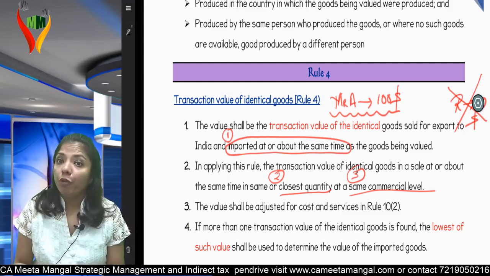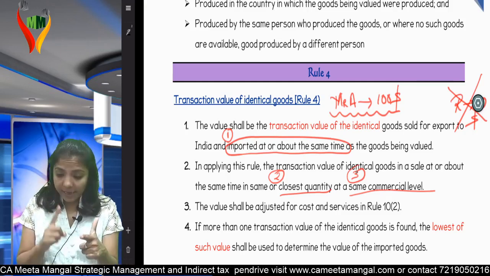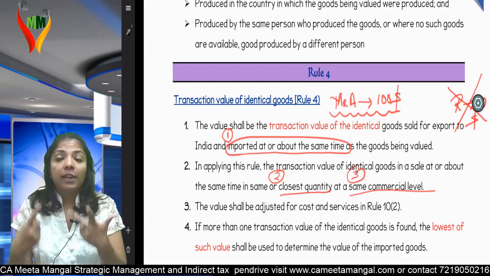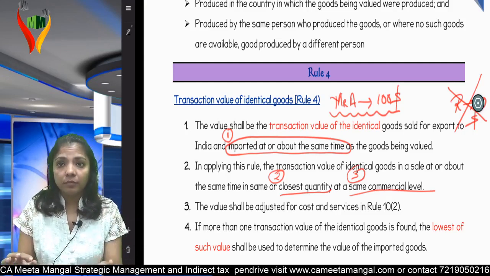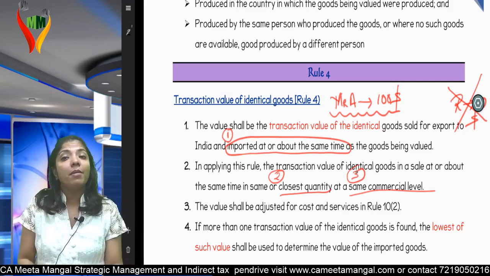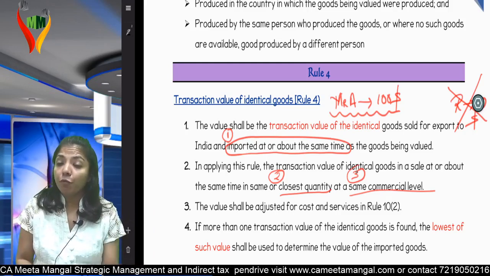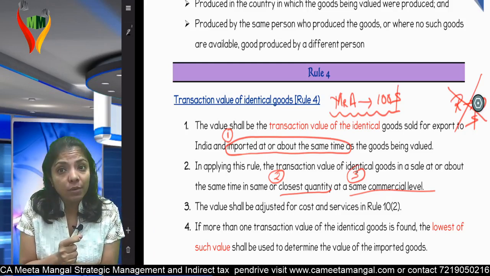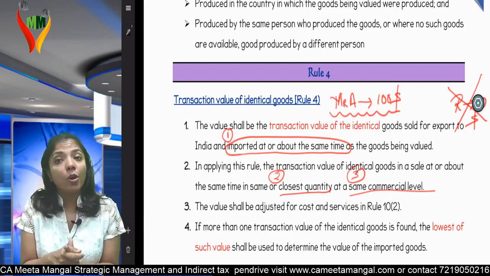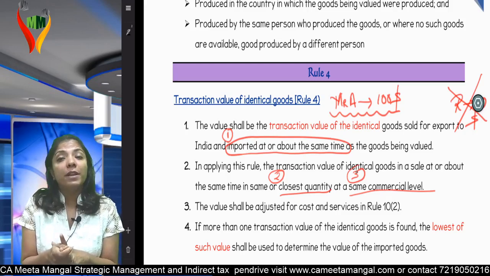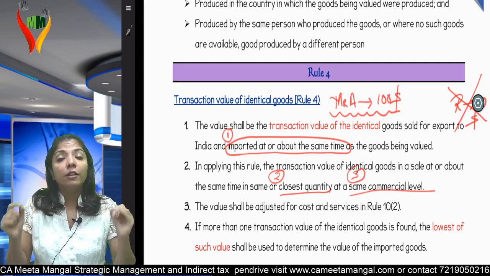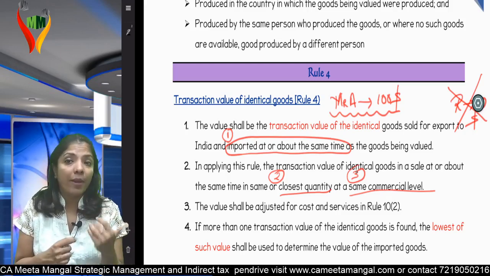To apply Rule 4, first it should be identical goods. Second, it should be imported at or about the same time. Third, it should be closest quantity. Fourth, it should be same commercial level. All these 4 conditions need to be satisfied to apply Rule 4. How many conditions? 4. First, it should be identical goods. We have just understood the definition of identical goods. Second, it should be imported at or about the same time. Third, it should be closest quantity. Fourth, it should be same commercial level. If all the 4 things are satisfied, then you are doing right.